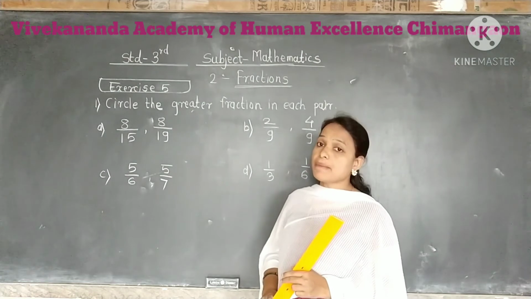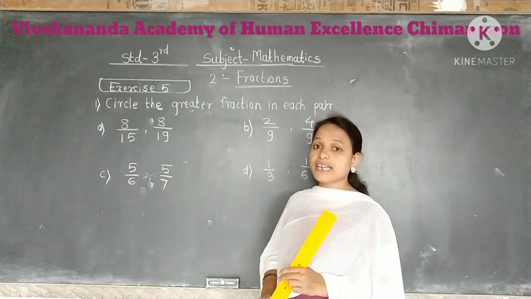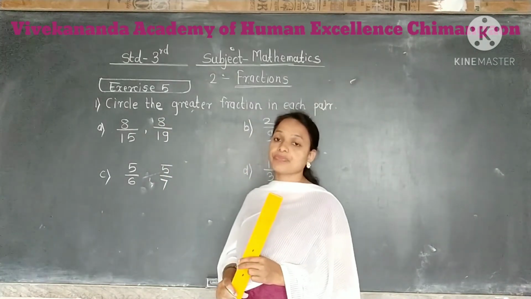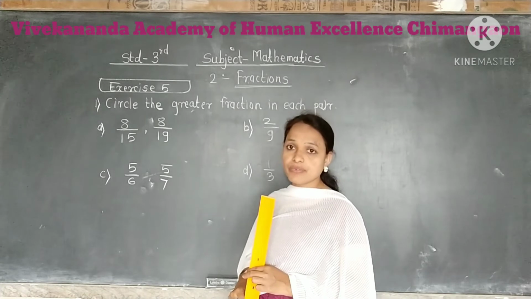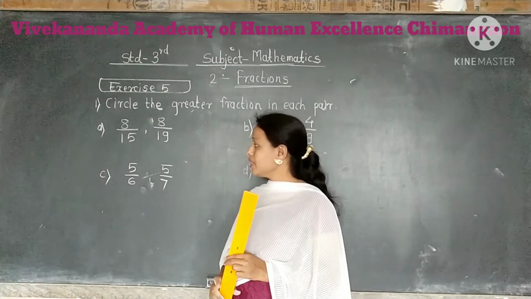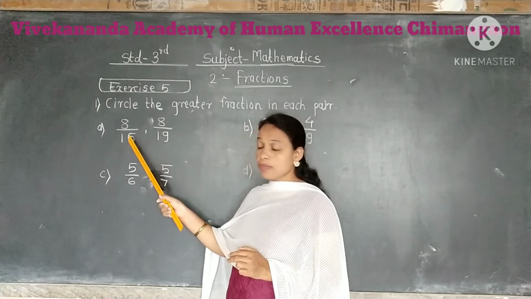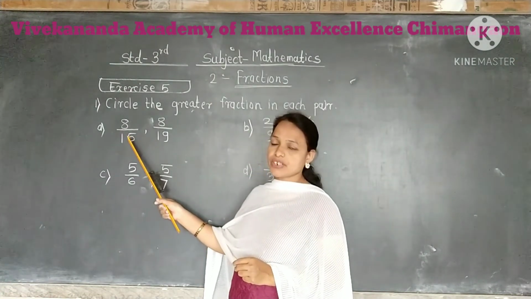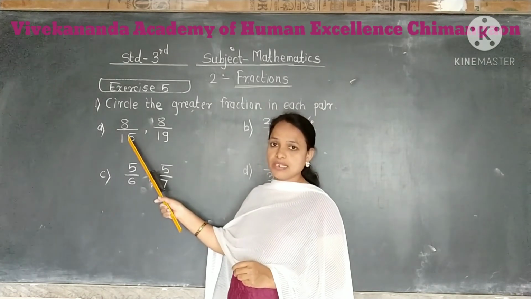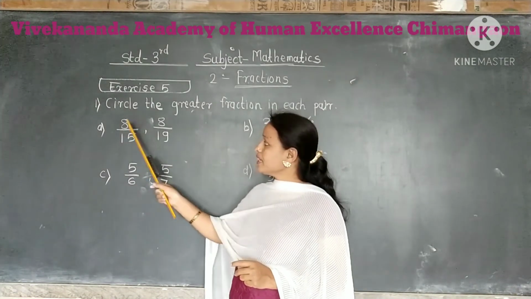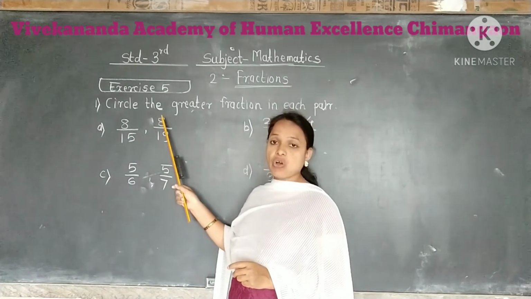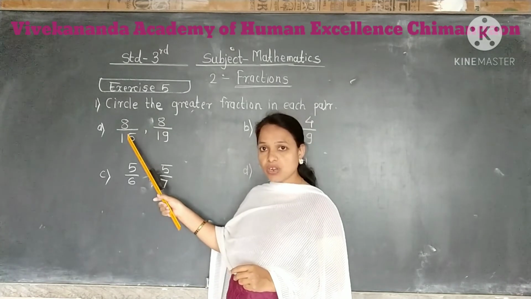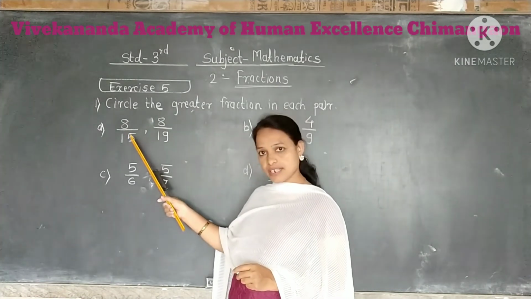So in comparison of fractions, we know the rule: when the numerators of the given fractions are the same, then whose denominator is smaller, that fraction is the greater fraction. Listen students, if the numerators are the same, then the fraction whose denominator is smaller is the greater fraction.